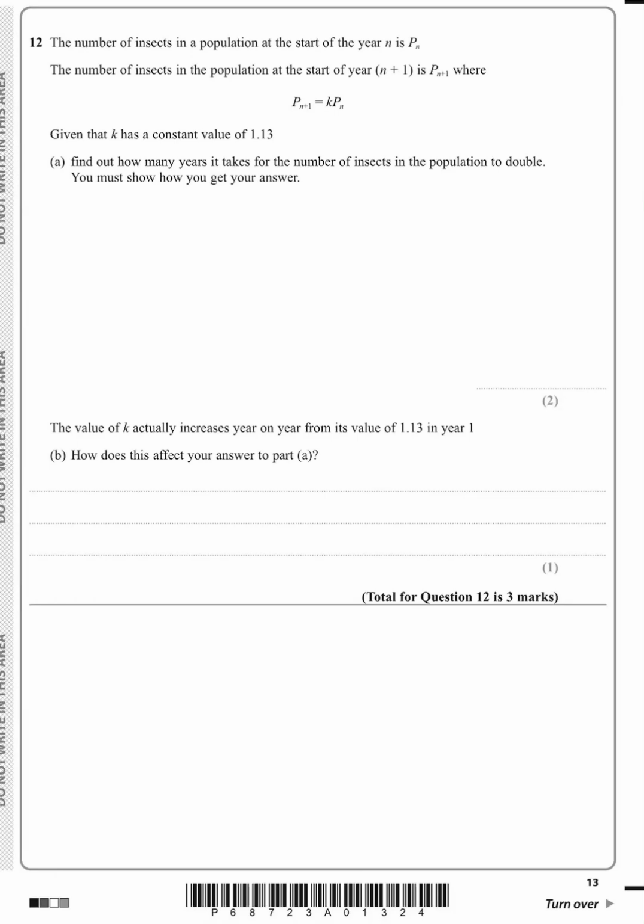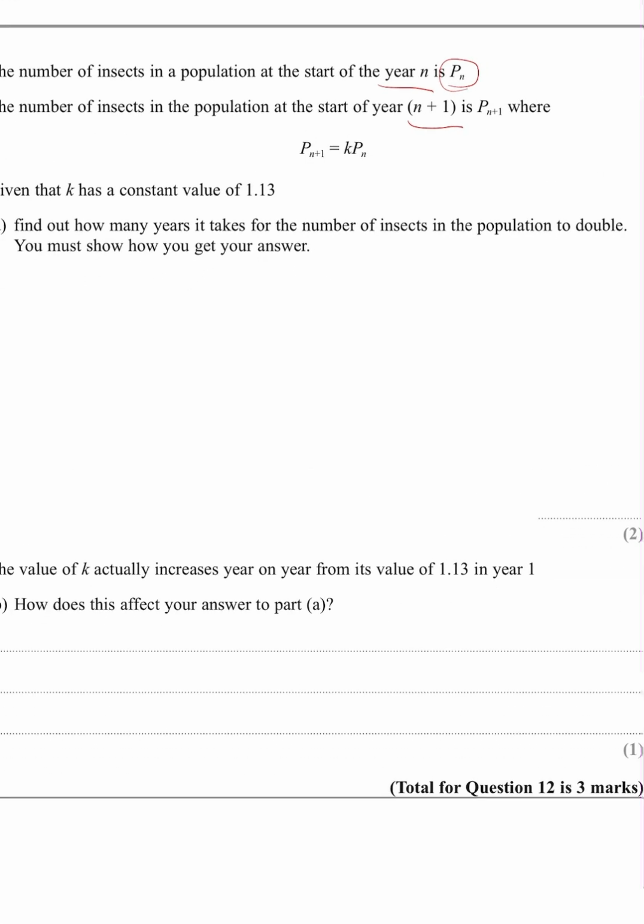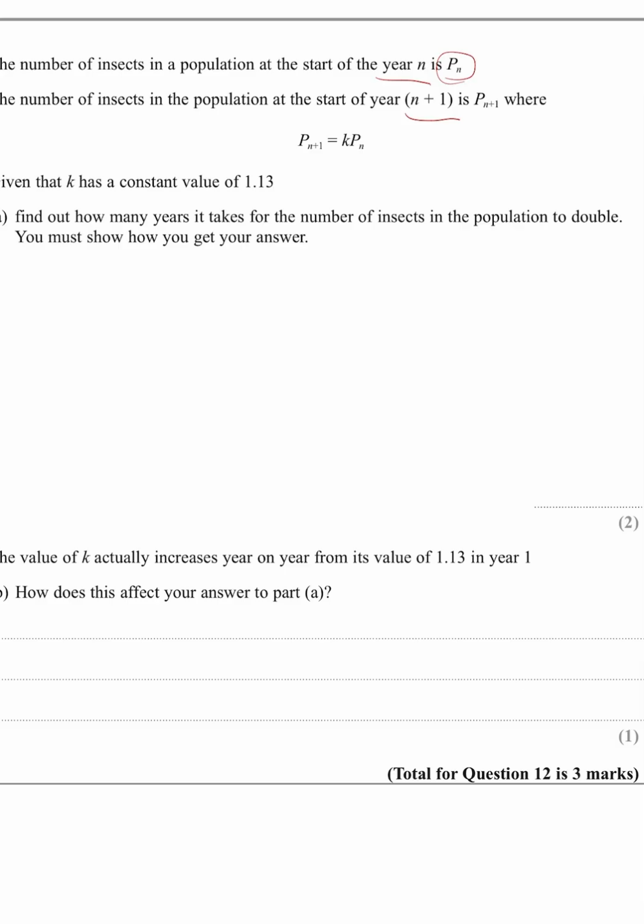For question 12, I'm given that a population of insects starts in year n. We're going to write that as p to the n, or pn. And then in the next year, so n plus 1, it would be pn plus 1. That's just to explain how this formula works. It's saying next year's population will be this year's population times by an amount, which we're told is 1.13.